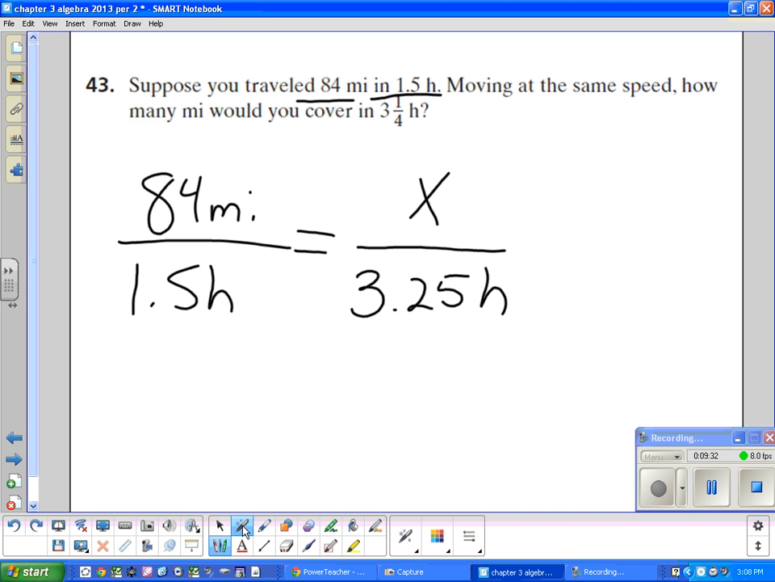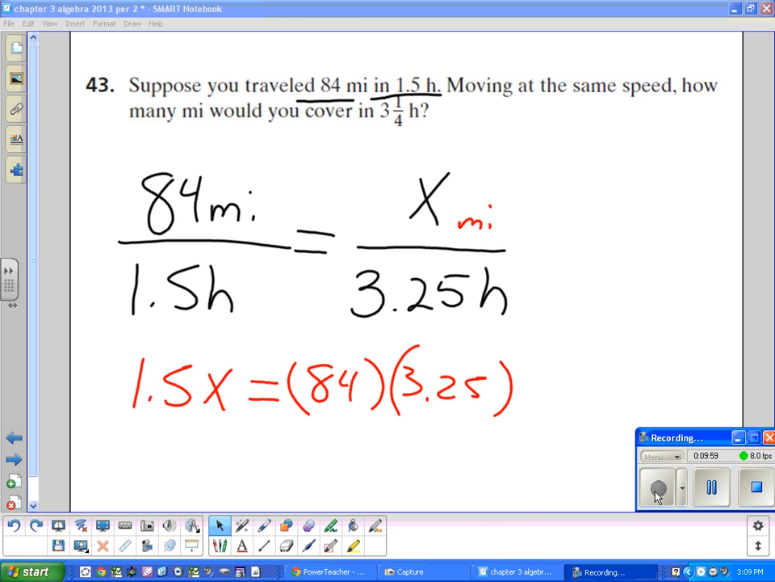So if we look at this question here, suppose you travel 84 miles in 1.5 hours. That's going to be this setup over here, 84 miles in 1.5 hours. We want to know at the same speed, so that's basically why we have an equal sign here, because it's equivalent, as some miles, x, is to 3.25 hours. So this is the proportion you have to set up, and we're going to just crisscross and applesauce divide to get our answer.